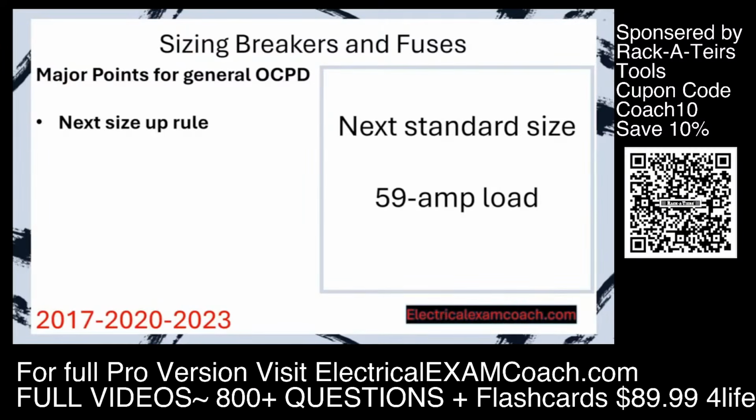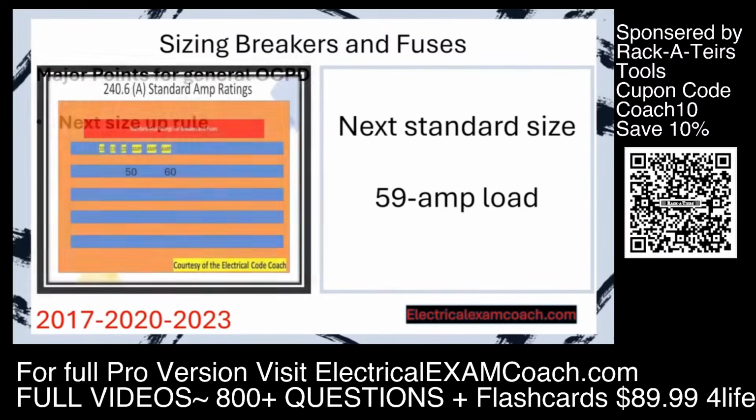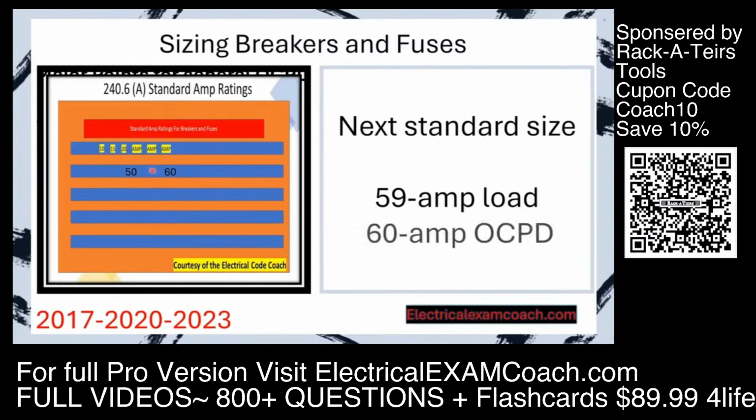But do they make a 59 amp breaker? They don't, do they? What we would do is we would go to our table, 240.6(A), and we're going to look at the next standard size. So we go 15, 20, 30, and then we look here and we see 50. And then in between 50, there's no 55, and it jumps to 60. If we have a 59 amp load, we're going to choose a 60 amp overcurrent protective device.